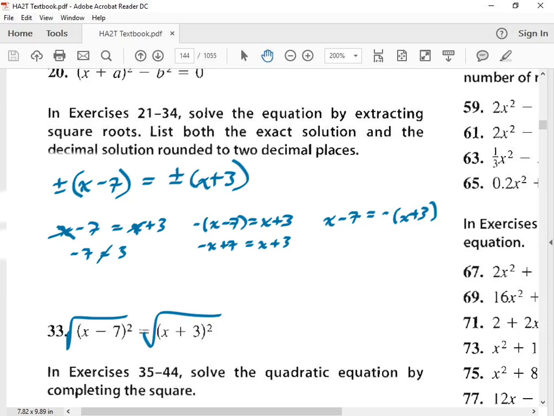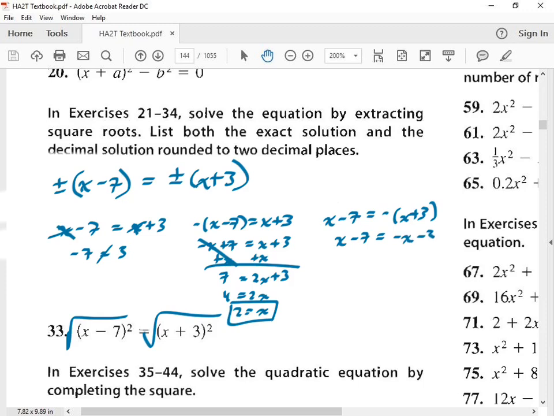If I put the x's on the same side, let's add x to both sides. These will go away, and this one will be a 2x. Then I'll subtract 3 from both sides, so I have a 4 equals 2x. I get x equals 2. So there's one of my solutions. I'm hoping that will work. I have to test that because there's these... no, I don't have to test it because it's squared. I put the square roots there. Never mind.